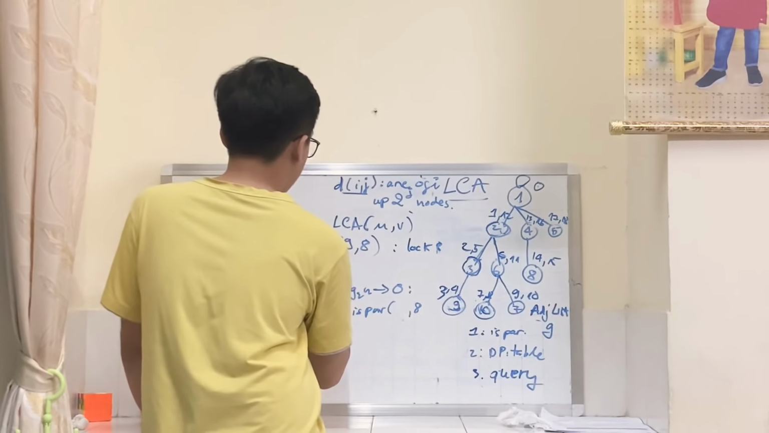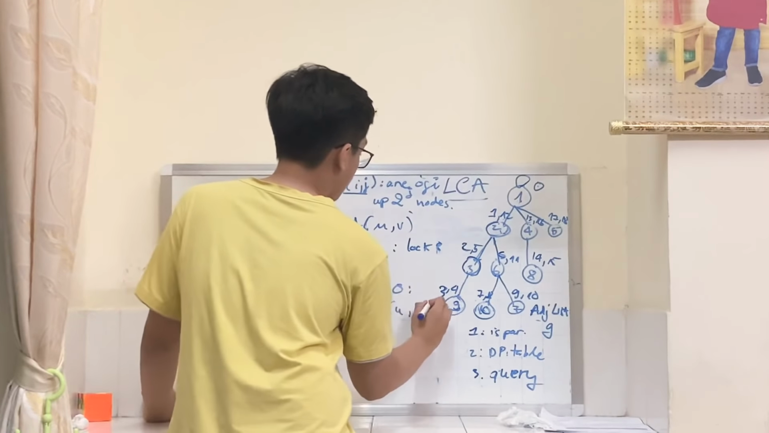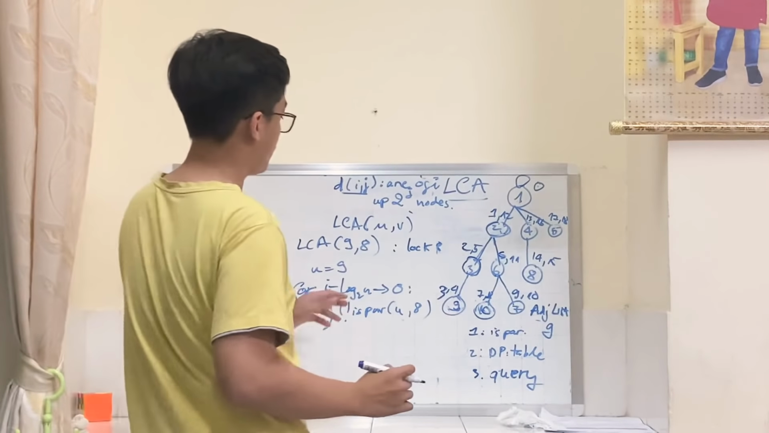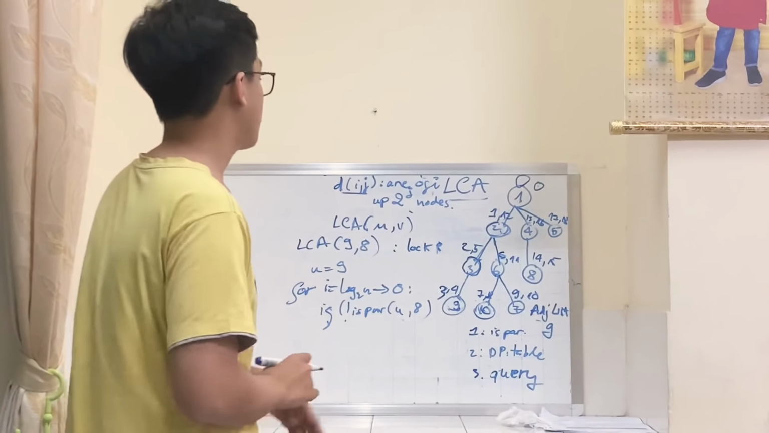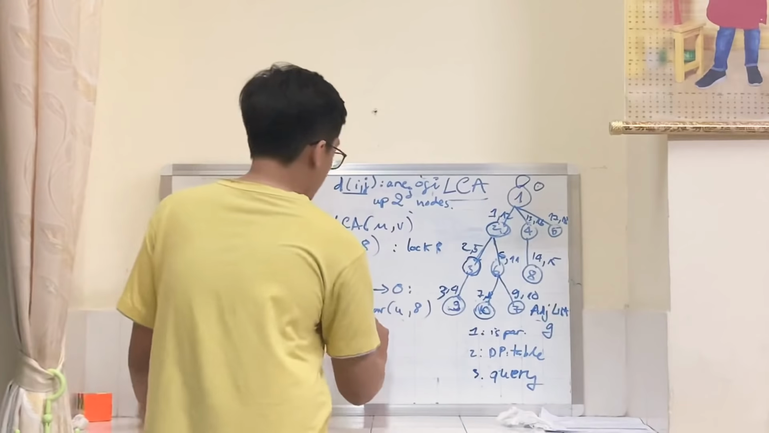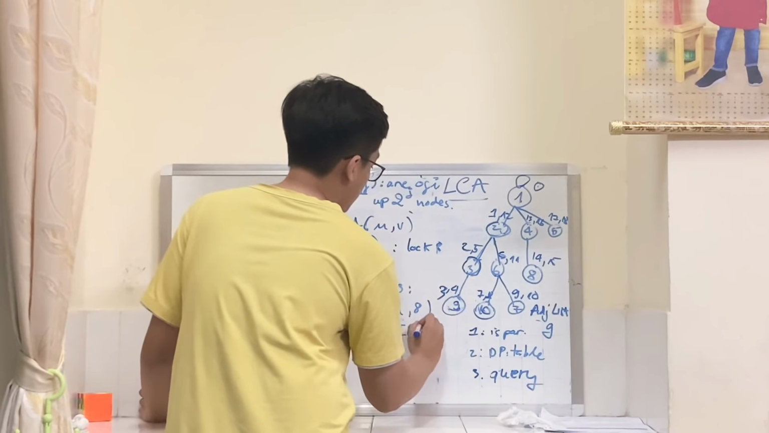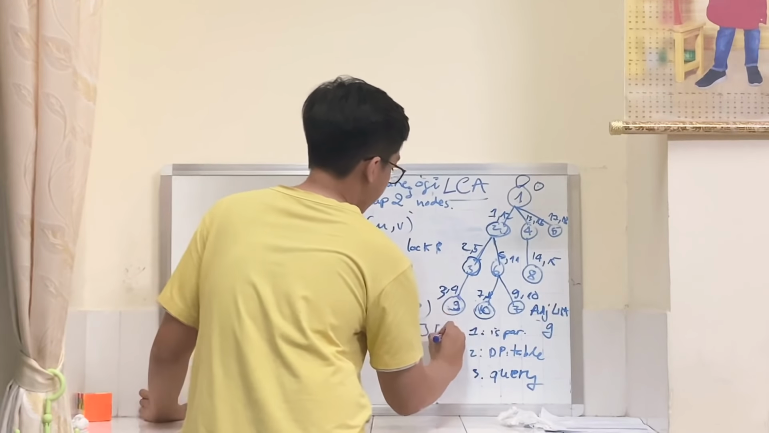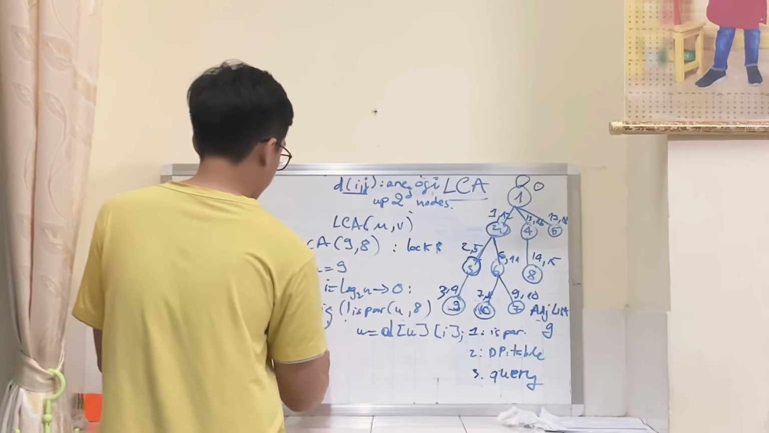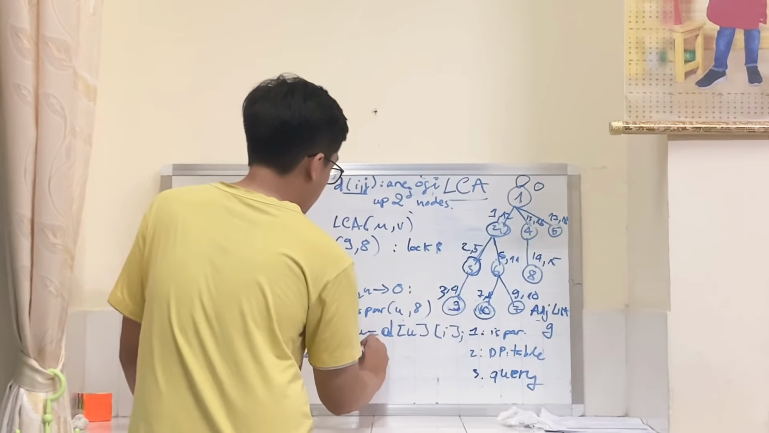For example, like u equal to 9. We look at the different parents: when node u is not a parent of node 8, u equals du i, okay, and then we return the LCA, du 0.